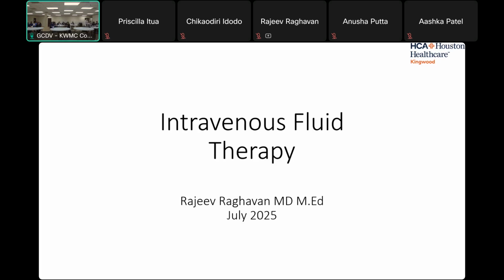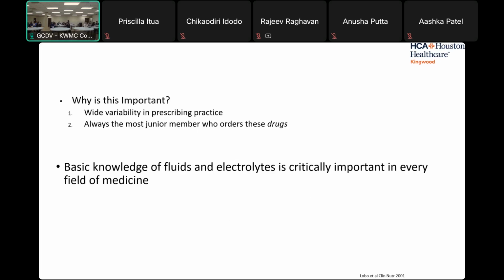Fluids, hopefully, after this talk, the objective is just to make sure that you have a good understanding of the different types of fluids that we use in the hospital and why we use them. Why this is important, I think the biggest thing is it's always the interns who order fluids. So it's definitely important for interns to know, but certainly for the upper levels it's always a good refresher. IV fluids are really drugs.